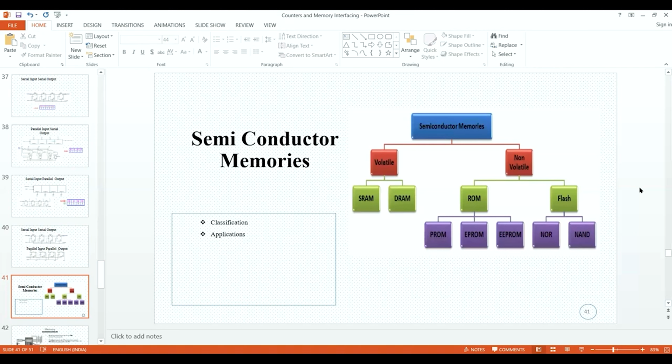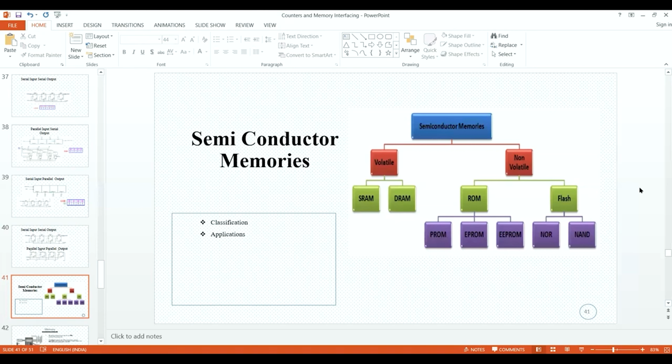So volatile memories, yes, SRAM and DRAM. And in semiconductor memories, we are talking about non-volatile, where we have ROM and flash memory. The flash memory incorporates NAND and NOR configurations. In ROM, we have PROM (programmable ROM), EPROM, and EEPROM.